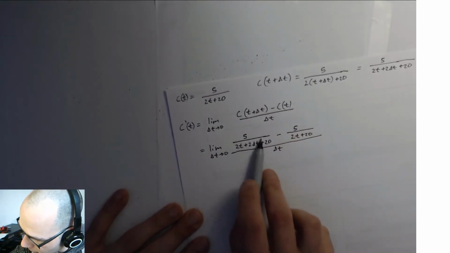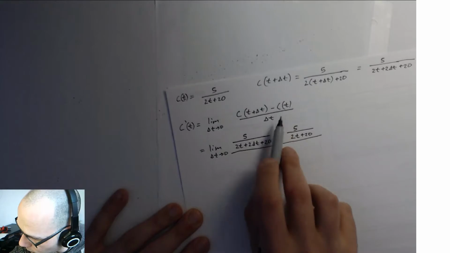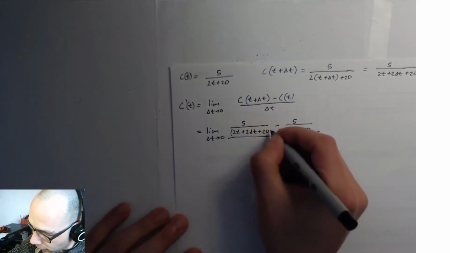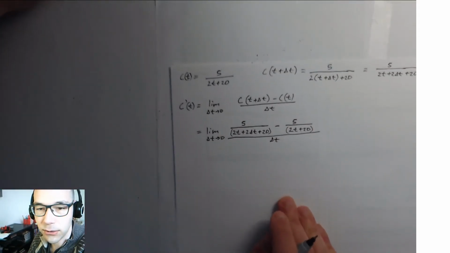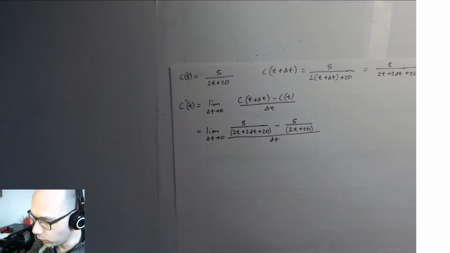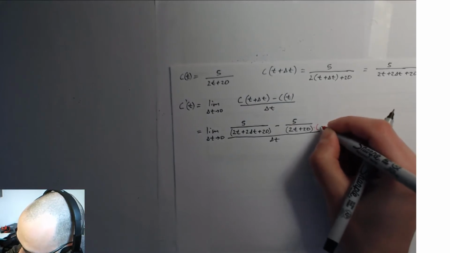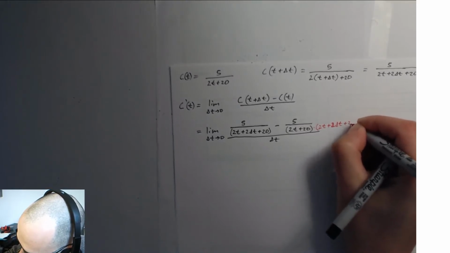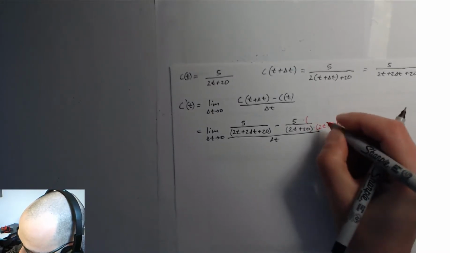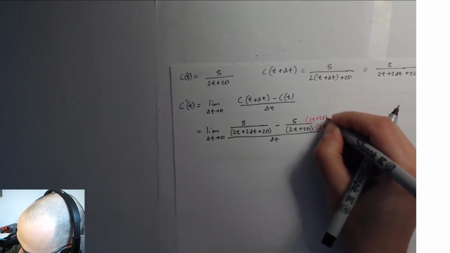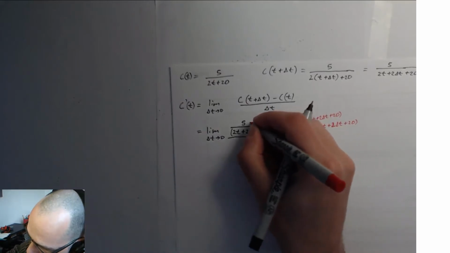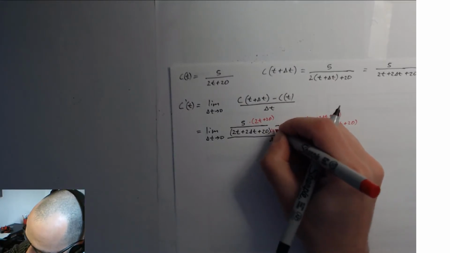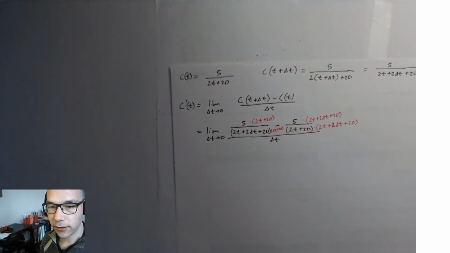So this expression right here is the first one. This expression right here is the second one, over delta t. So you have exactly the same expression. And now you can put your denominator between brackets because we will have to put on the same denominator, of course. So you have to multiply this one by 2t plus 2 delta t plus 20. If you do it bottom, you have to do it top, 2t plus 2 delta t plus 20. And this one, same thing, 2t plus 20 and 2t plus 20. So you have to do it top and bottom for each of those.